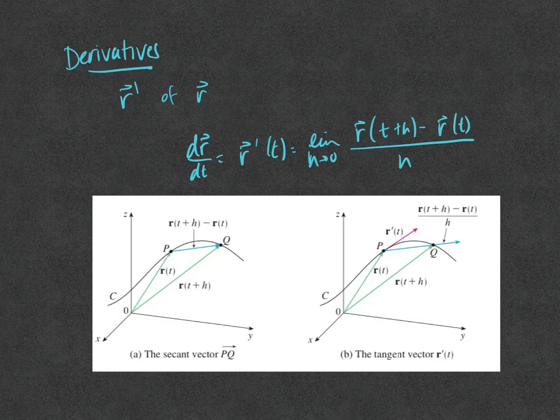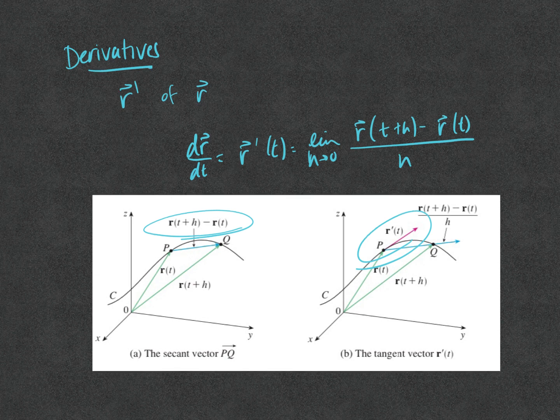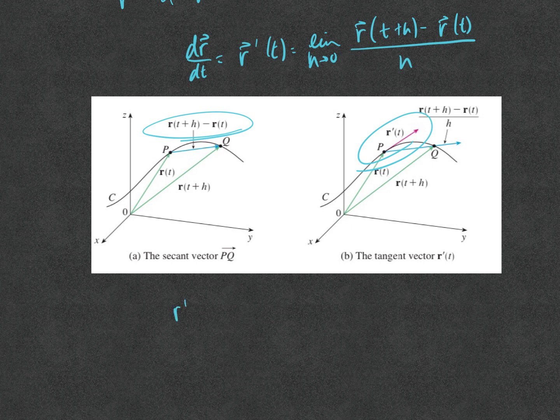So just as we did before in Calc 1, and like I said, Calc 3 is Calc 1 and Calc 2 in 3 spaces. So this is your difference quotient here over h. You take the limit, and that helps you find your tangent line. So as you can see here, the derivative, r prime of t, is called the tangent vector. Let's make a note of that real quick. So r prime of t is called the tangent vector, just as y prime gives us the slope of the tangent line. So this gives us our tangent vector.